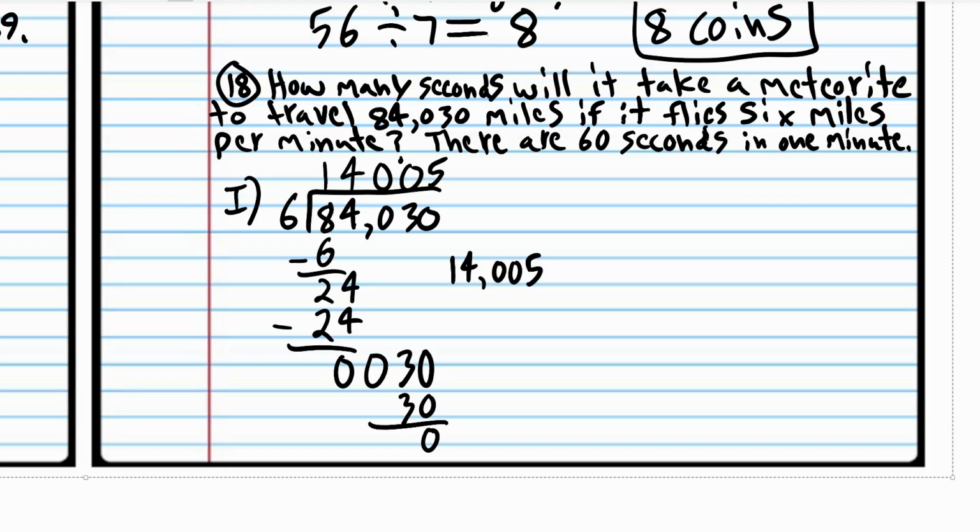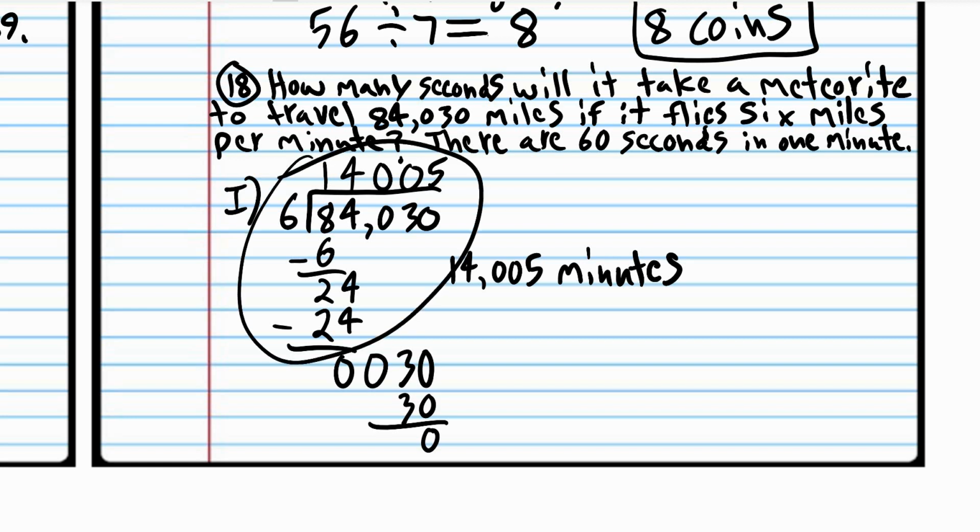So 6 miles is 1 minute. So if 6 goes into 84,030 14,005 times, that means there are 14,005 minutes. Again, you're just counting how many times 6 goes in. If 6 goes in 1 time, it's 1 minute. If 6 goes in 2 times, then it's 2 minutes, because there's 6 miles for every minute. This is very simple stuff. The only reason it seems difficult is because we're using this huge algorithm and all these big numbers.